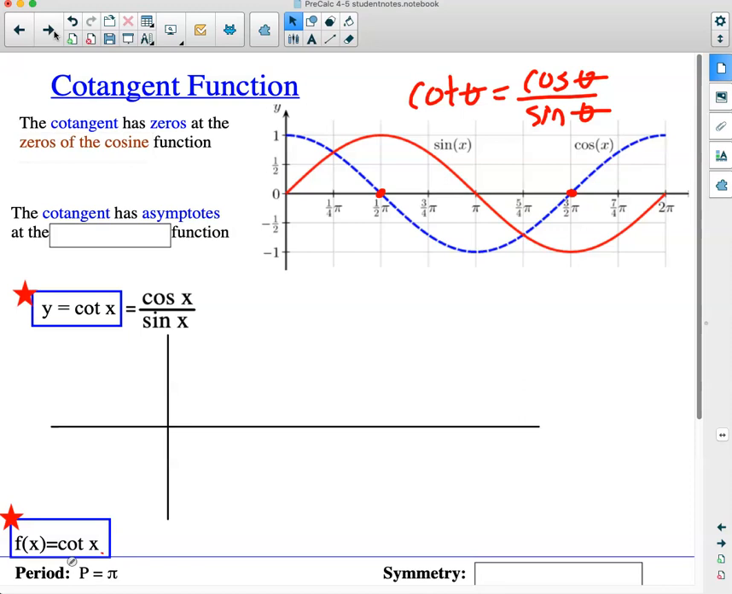So the zeros are the cosine function. Cotangent has asymptotes where sine is 0. 2 pi, 1 pi, 0. 0, pi, 2 pi. Oh, cool! Except it's different than tangent.